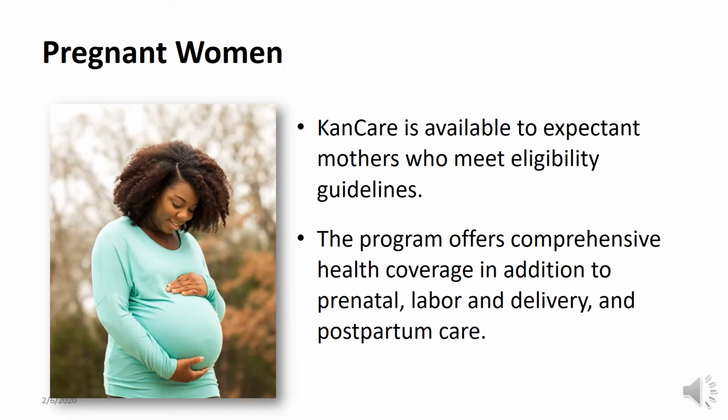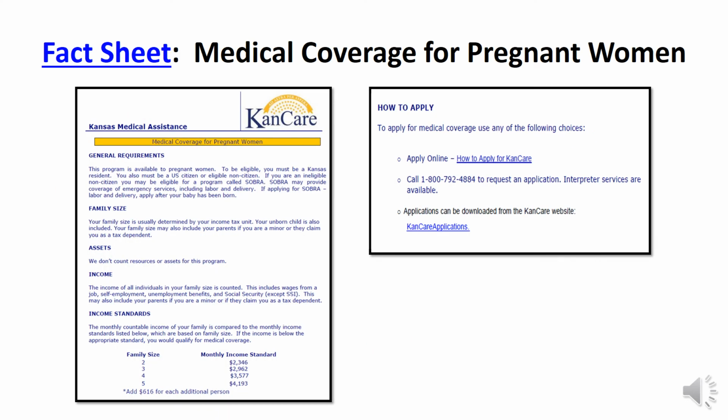The Pregnant Women Program. KanCare is available to expectant mothers who meet eligibility guidelines. The program offers comprehensive health coverage in addition to prenatal, labor and delivery, and postpartum care. Here's another fact sheet, this one on the Pregnant Women's Program. Again, they're going to give you a bunch of information about eligibility requirements, talks about family size, whose income they're going to be looking at. Are they going to be taking a resource or assets test? They don't, again, on this program. They'll talk about what type of income they're going to be looking at, and then again, they give you the income limits.